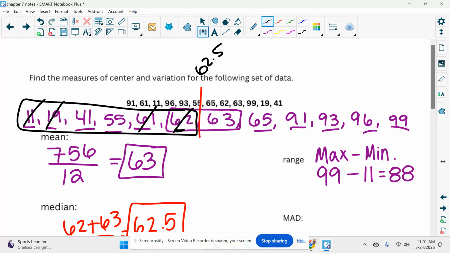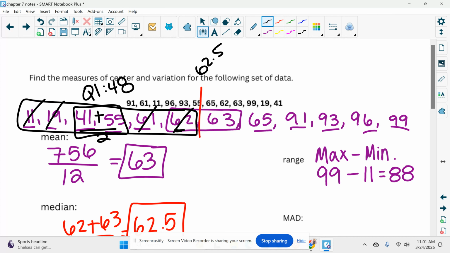Oh darn, I got two numbers. What do I do when I have two numbers? Add them together and divide them by 2. So I gotta add those two together, divide it by 2. 41 plus 55, divided by 2, gives me a Q1 of, so my Q1 is 48.